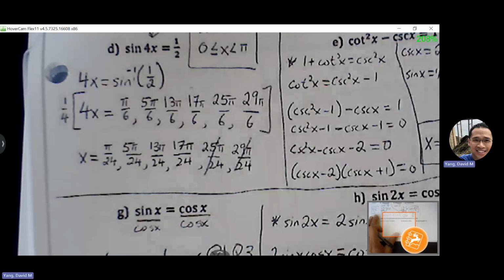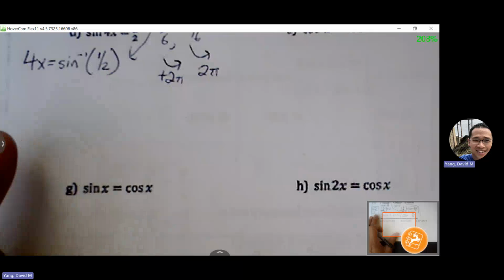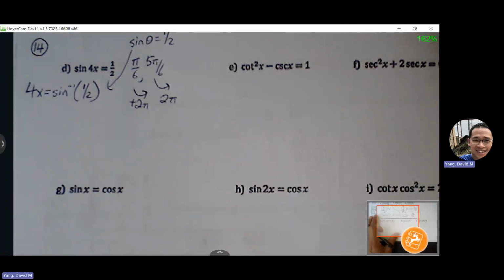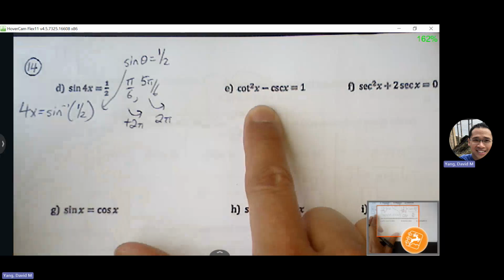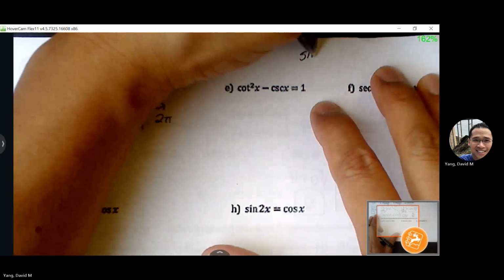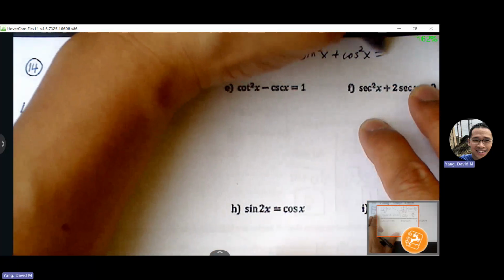Okay, let me do part E with you here as well. Cotangent squared minus cosecant of x is equal to 1. We want to use a trig identity to get either cotangent in terms of cosecant or cosecant in terms of cotangent. There is another identity besides sine squared plus cosine squared equals 1, but we can build everything off of this identity that we all know.